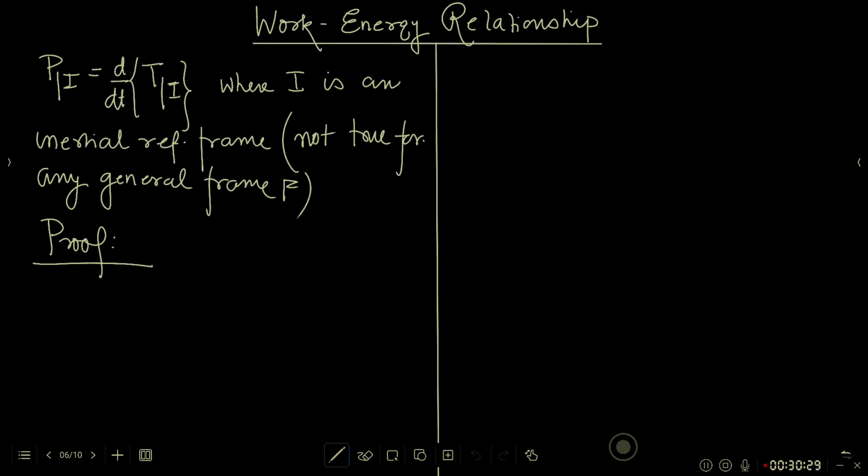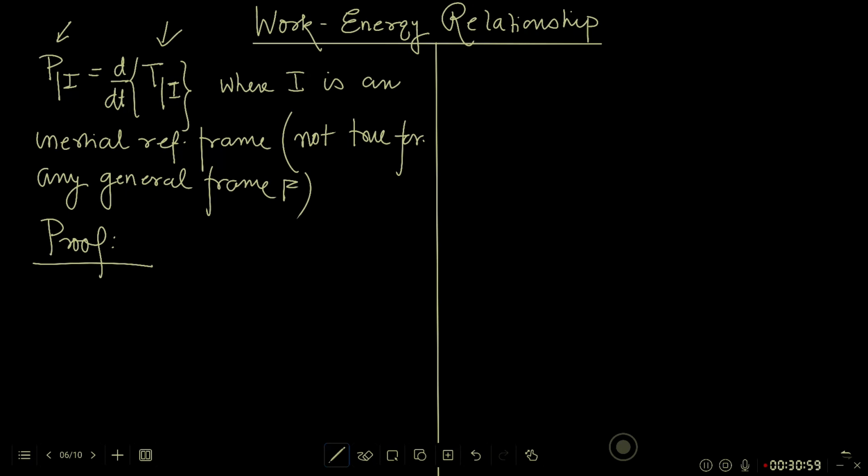Having defined the rate at which work is being done on one hand, and the kinetic energy of an RB on the other, here is the work energy relationship. It says that the rate at which the external force system is doing work on an RB with respect to an inertial reference frame equals the rate of change of kinetic energy with respect to the same inertial reference frame.